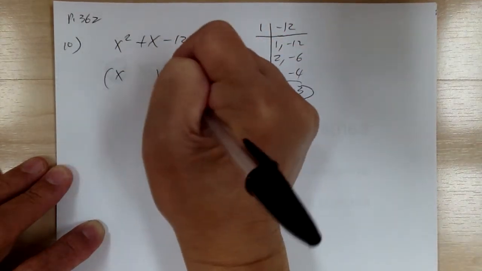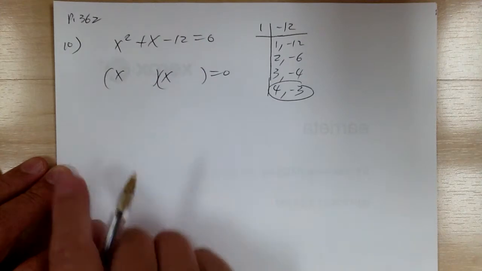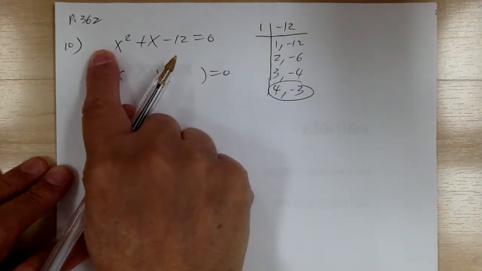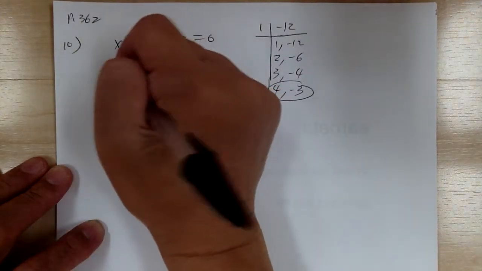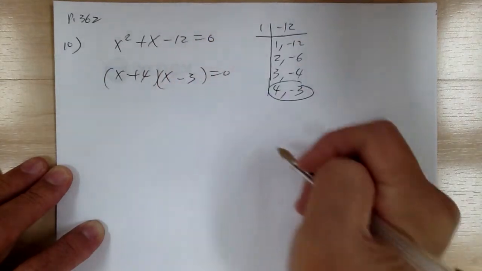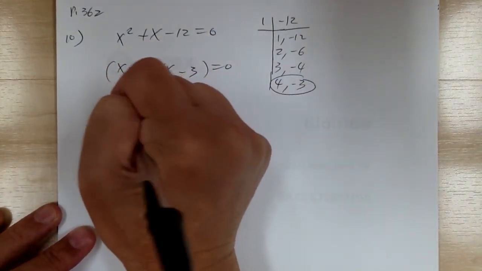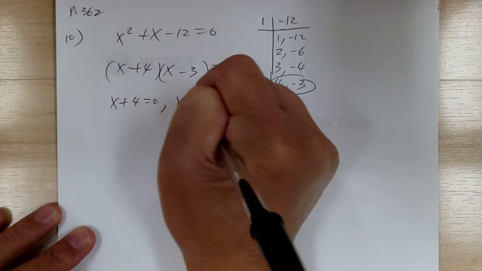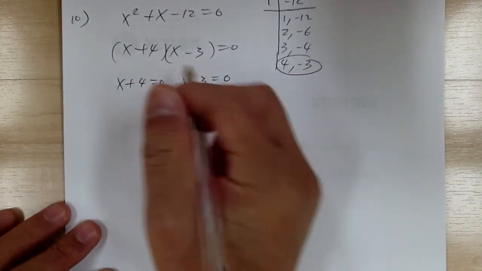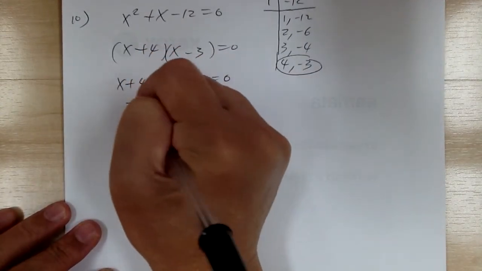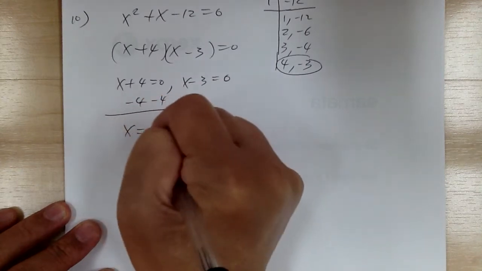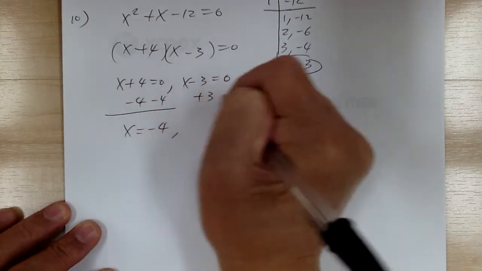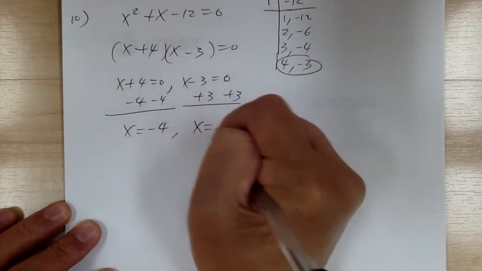Okay, so first, you have to undo the x squared. Then after that, there's no number in front, so whatever you see, you can just put down. And after that, set each part equal to 0. Then you can solve each part, so minus 4 on each side. So you're going to get x equal to negative 4. This one you plus 3 on each side, so you get x equal to 3.